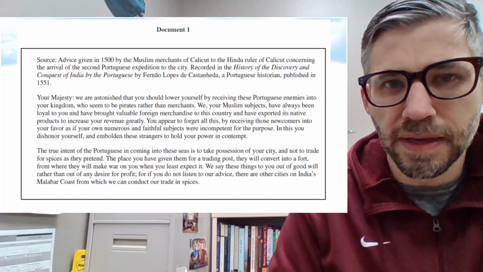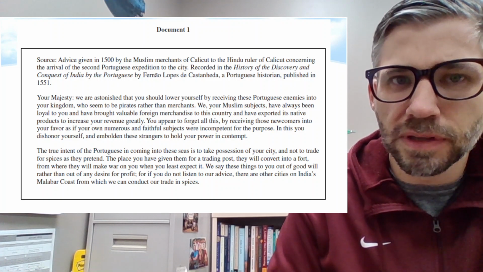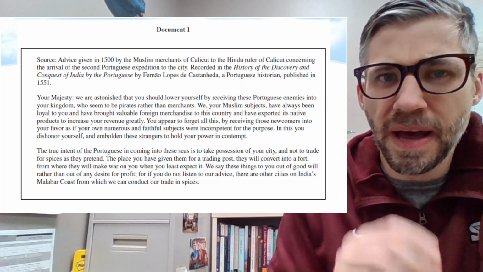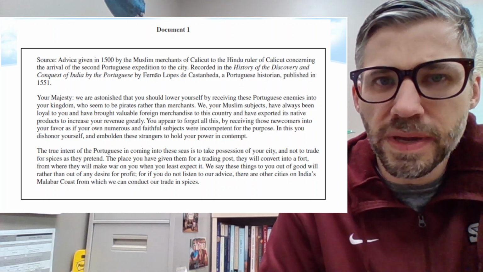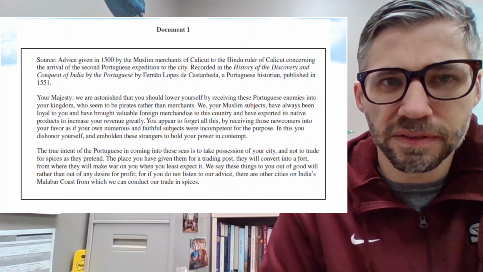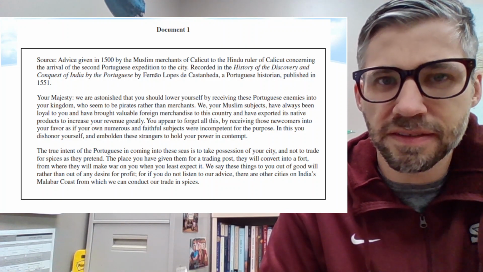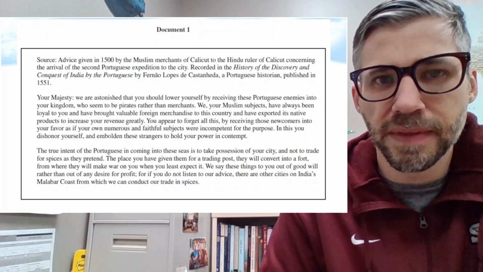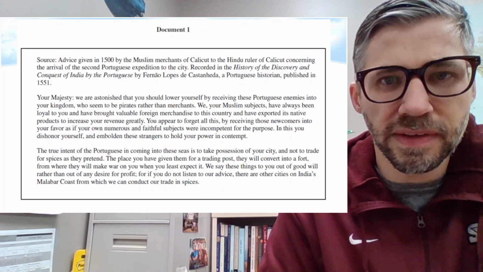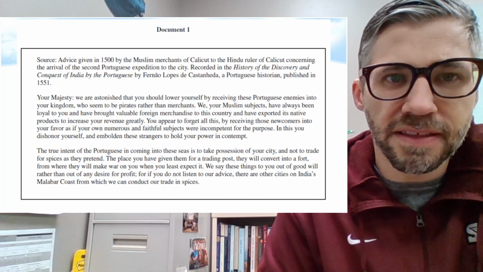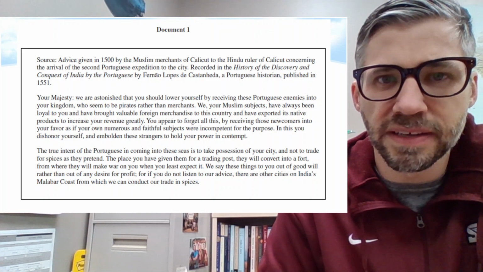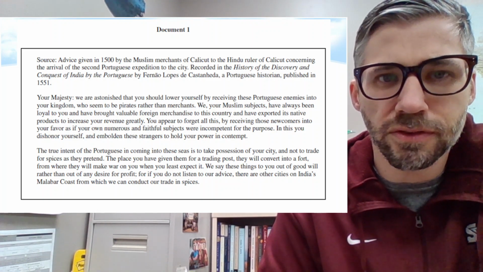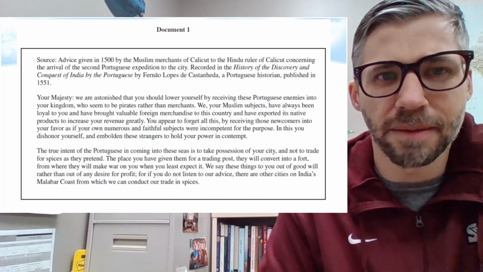It reads, Your Majesty, we are astonished that you should lower yourself by receiving these Portuguese enemies into your kingdom, who seem to be pirates rather than merchants. We, your Muslim subjects, have always been loyal to you and have brought valuable foreign merchandise to this country and have exported its native products to increase your revenue greatly. You appear to forget all this by receiving these newcomers into your favor, as if your own numerous and faithful subjects were incompetent for the purpose. In this you dishonor yourself and embolden these strangers to hold your power in contempt.